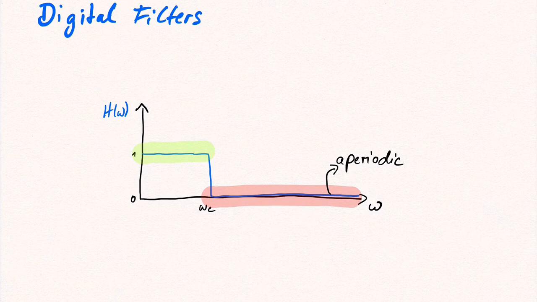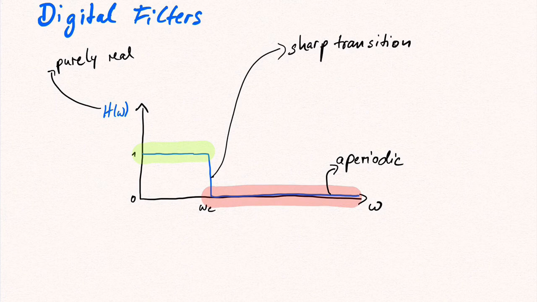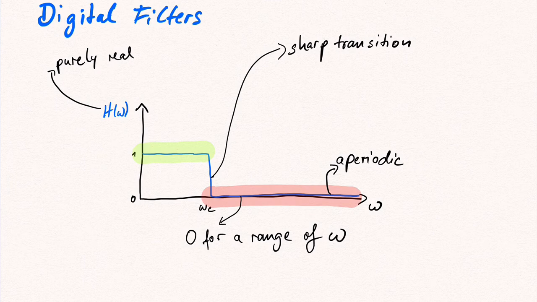The fact that the specification is given for H of omega and not only its magnitude implies that H of omega is purely real. We also see that H of omega has a sharp transition between the passband and the stopband. And H of omega is equal to 0 for a range of frequencies omega. As we've seen for ideal continuous time filters, ideal discrete time or digital filters can also not be achieved. To see this, we will go through the properties of H of omega that we have marked here.